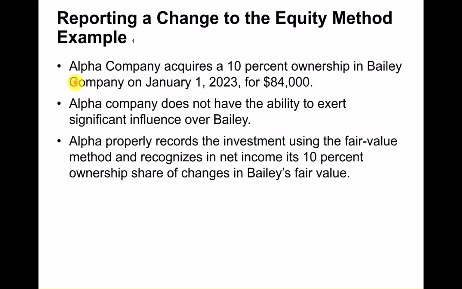So in our example, we have Alpha, who's the investor, acquires only a 10% interest in the investee Bailey. That's at the beginning of 2023 at a cost of $84,000. So this is the initial cost basis we have to record. And then we don't have any significant influence, so that justifies the fair value method to be used, reporting dividend income, and then adjusting the investment asset either upwards or downwards from this cost whenever we need the financial report done.